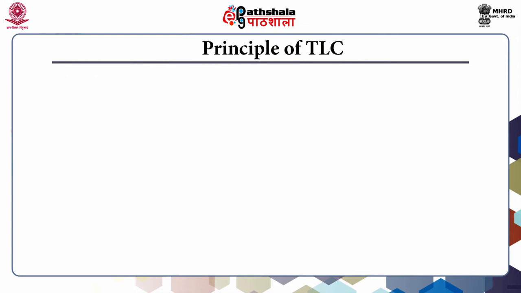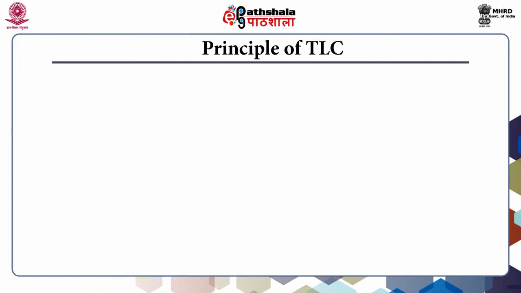The principle of thin layer chromatography. Thin layer chromatography is a chromatography technique which has a liquid mobile phase and a solid adsorbent as a stationary phase. It is called thin layer because a solid phase of high surface area is coated as a thin layer onto a solid support. This inert support is usually a glass plate, a metal foil or plastic.